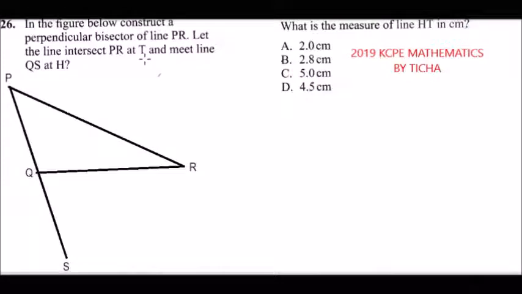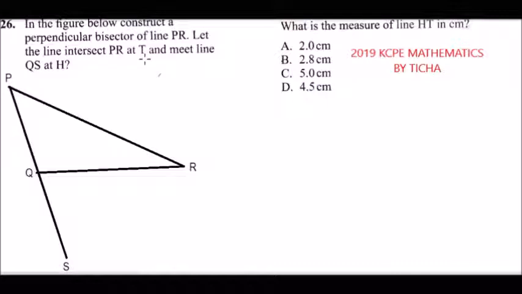Question number 26. We are told in the figure below, construct a perpendicular bisector of line PR. Let the line intersect PR at T and meet line QS at H. What is the measure of line HT in centimeters?